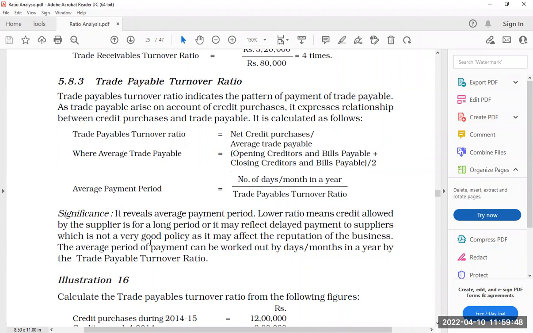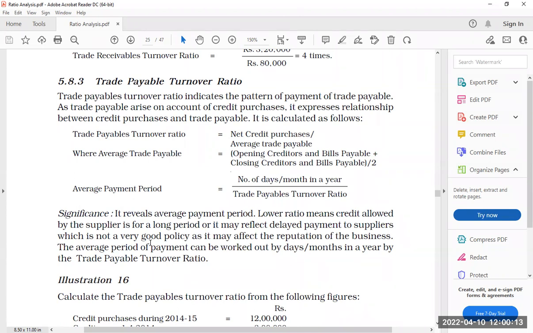Same logic: opening trade payable plus closing trade payable divided by 2. What is opening? Last year's balance sheet figure is called opening for the current year. Current year balance sheet figure is closing. What is there in the balance sheet as trade payables? Creditors, sundry creditors, bills payable, accounts payable, etc., put together. Similar logic.